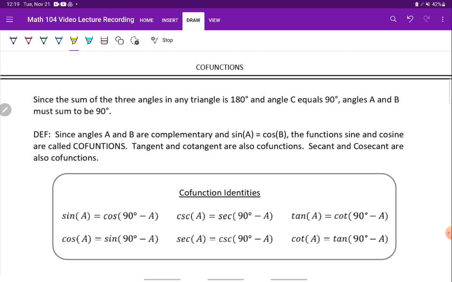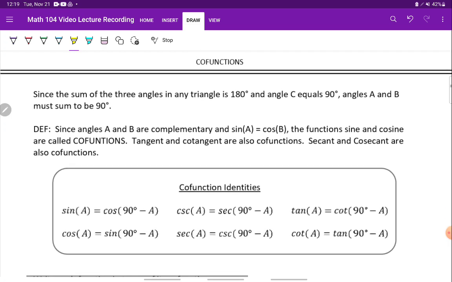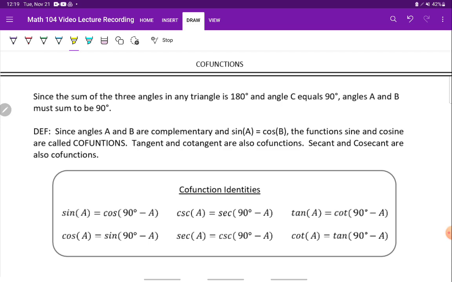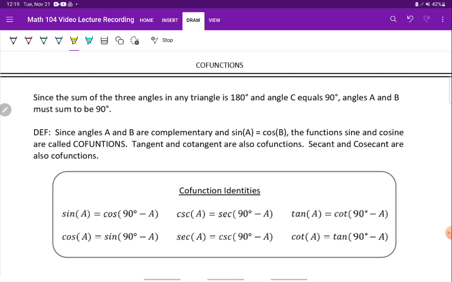Tangent and cotangent are also cofunctions. Secant and cosecant are also cofunctions. So we have these 6 cofunction identities. I really try to remember them just all as one. I feel like I can remember what the cofunction pairings are because it's in the name. Sine and cosine, secant and cosecant, tangent and cotangent.